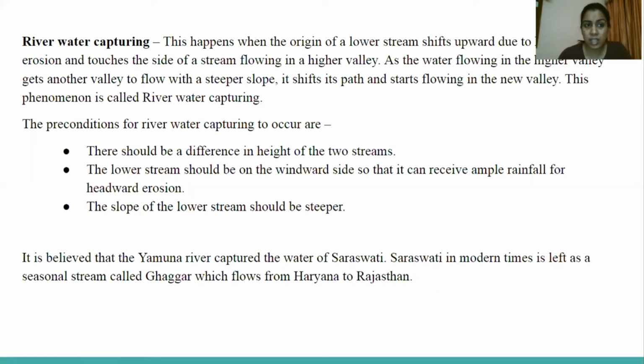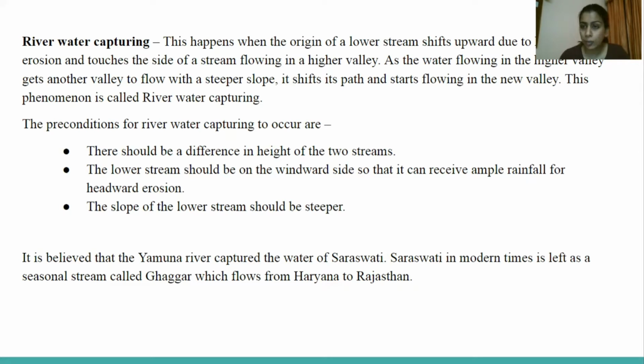So the next one is river water capturing. ये कब होती है? जब the origin of lower stream shifts upward due to headward erosion and touches the side of a stream flowing in the higher valley. As the water flowing in the higher valley gets along another valley to flow with a steeper slope, it shifts its path and starts flowing in the new valley. This phenomena is called river water capturing.